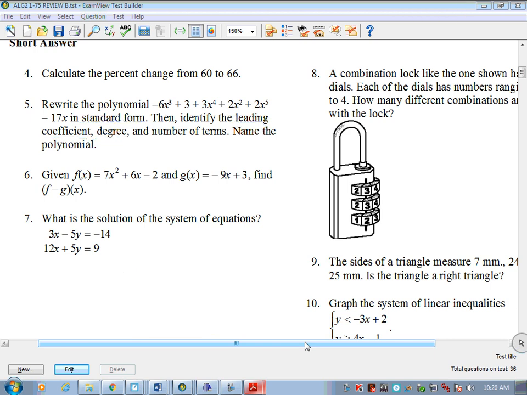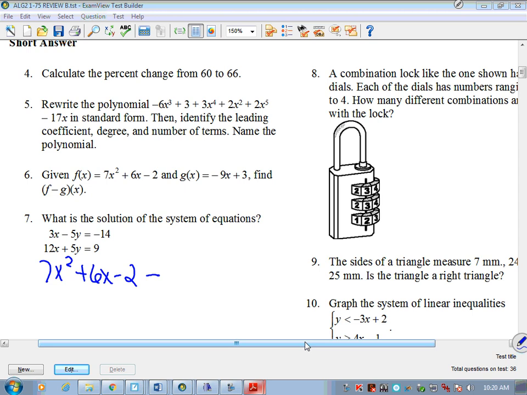All right, 6. F of x equals 7x squared plus 6x minus 2. G of x is negative 9x plus 3. We want to find f minus g of x. All right, so let's go through that process. We're going to take f of x, so 7x squared plus 6x minus 2, and we want to subtract g of x. We're going to subtract all of g of x.